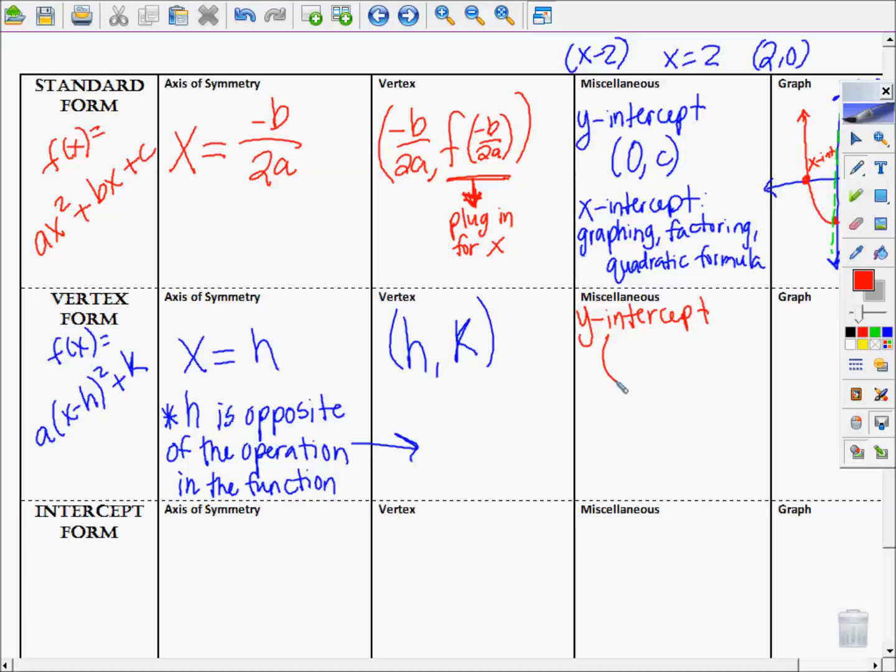It's when you plug x equals 0 into the equation to find y. Exactly. You have to substitute 0 into the equation. Remember again that when you put f of something, that means it's a plug-in for x, right? So here, in order to find my y-intercept, I will plug 0 in for x. So wherever x is here, I will plug in a 0. And whatever I get out, that's what my y-intercept is.